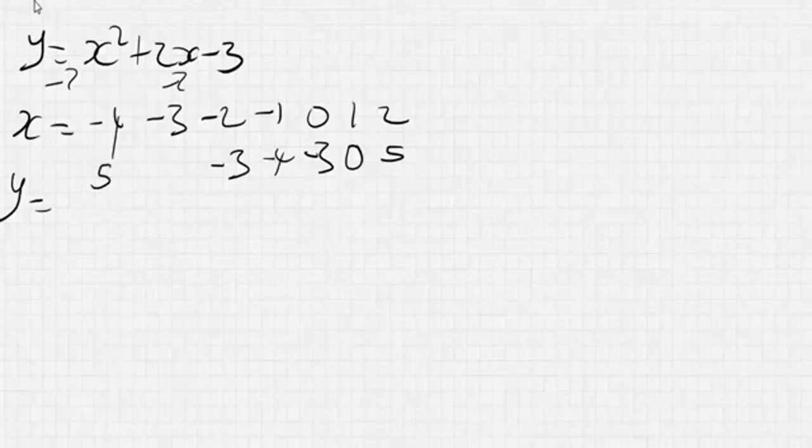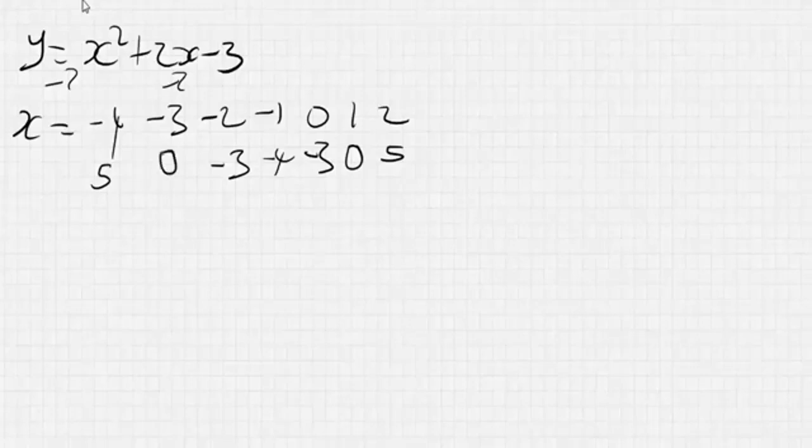Now for when x is negative 3, we again plug in negative 3 to get y. Negative 3 squared gives us 9. Negative 3 times 2 gives us negative 6. So we have 9 minus 6, that's 3, and 3 minus 3 gives us 0. So that's basically what's happening there. That is our y.